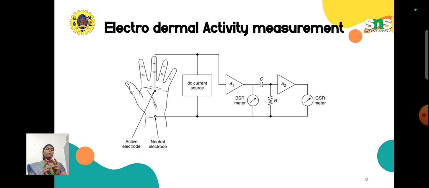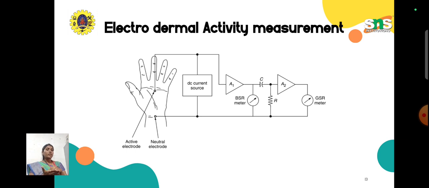We simply need two electrodes. One is an active electrode, another one is a neutral electrode. We place the active electrode on the area with a higher concentration of sweat glands, preferably our palm or our fingers. The neutral electrode we place at some distance, nearby the active electrode. Then through these electrodes we pass a small constant current from a DC current source.